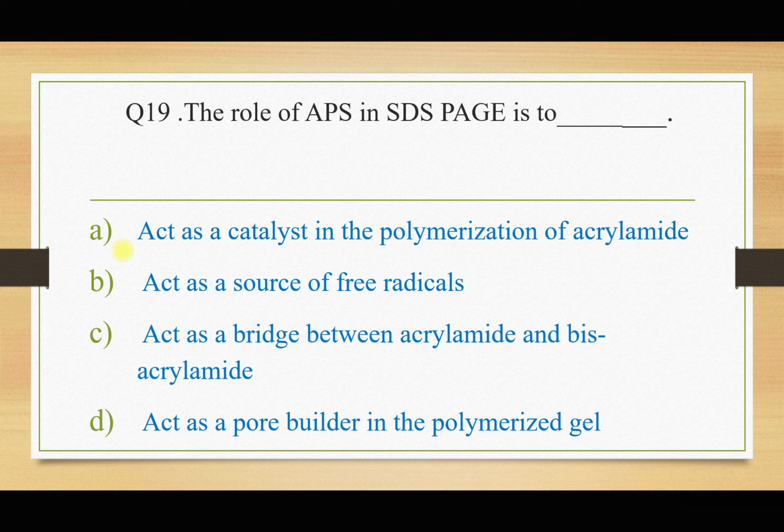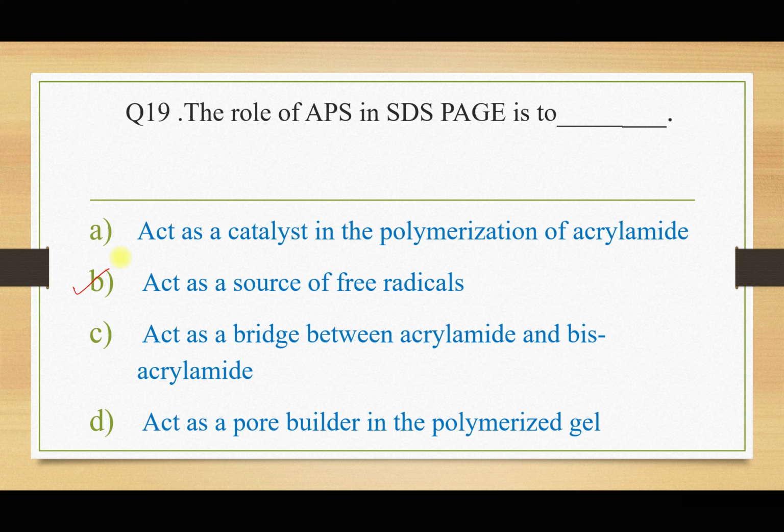Question number 19. The role of APS in SDS-PAGE is to... APS stands for ammonium persulfate. The options are A, acts as a catalyst in the polymerization of acrylamide, B, acts as a source of free radicals, C, acts as a bridge between acrylamide and bisacrylamide, D, acts as a pore builder in the polymerized gel. The option B, it acts as a source of free radicals.